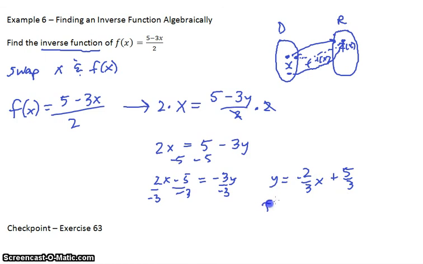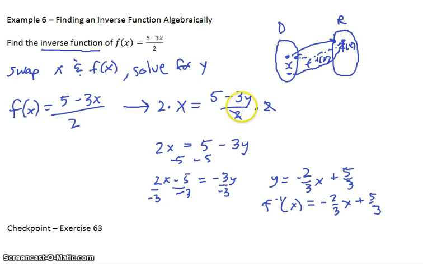So my inverse function is negative 2/3 x plus 5/3. So we swapped f of x and x around, and then we just resolved for y. So that's the goal of this problem. You switch the roles because that's what an inverse does. It takes the y's and maps them back to x's instead. So we switch the x and y around.